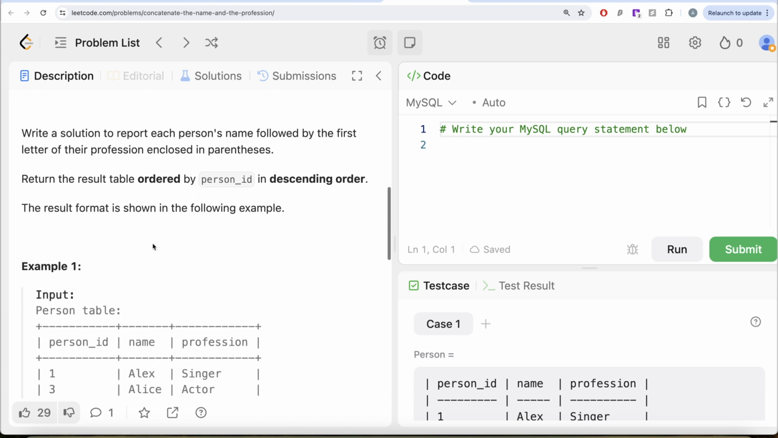We are asked to write a solution to report each person's name followed by the first letter of their profession enclosed in parentheses. Return the result table ordered by person ID in descending order.